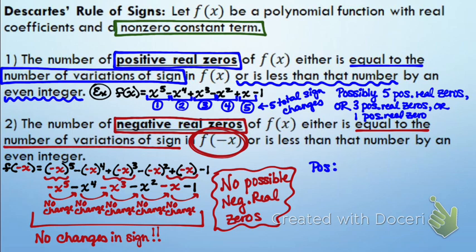For positive real zeros, what were our options? We said there could be as many as 5, or there could be 3, or there could be 1. How many possible negative real zeros did we have? None. So if there's 5 positive real zeros, there's still no negatives. If there's 3 positive real zeros, there's still no negatives. And if there's 1, there's still no negatives. And then we have non-real or imaginary.